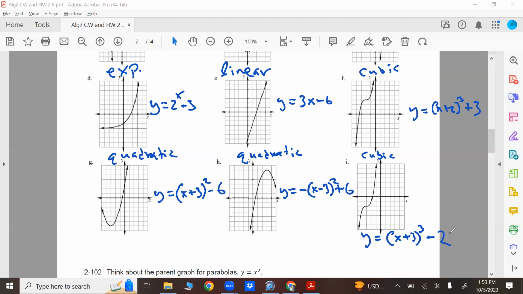G and H are both quadratic. You went 3 left, 6 down for G. You went 3 right, 6 up to H, and you flipped as well. So you put a negative up front.